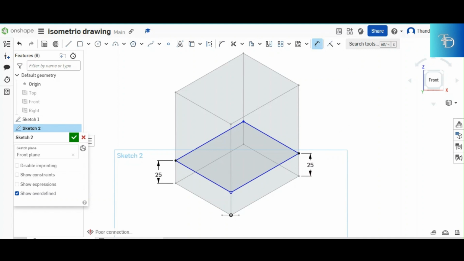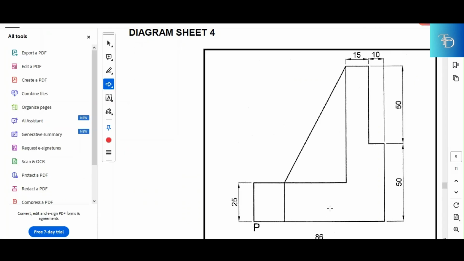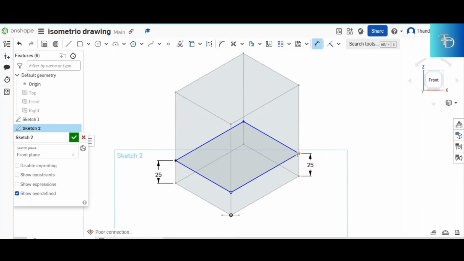Now you go back to your question to get another dimension. We started from the point P upwards. We started from the bottom, we are going upside. So the next dimension, we have the 50 right there, which is the center point of the total height. We have 50, 50. So we're going to go ahead and mark that 50. So notice how the 50 is not from 25 to the upside, but it's straight from the bottom to the upside. 50 millimeters.